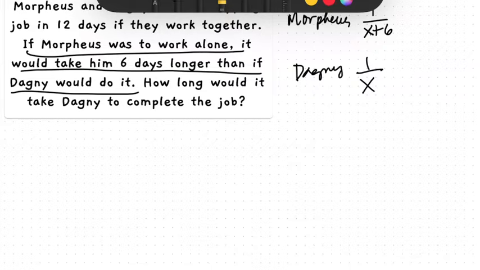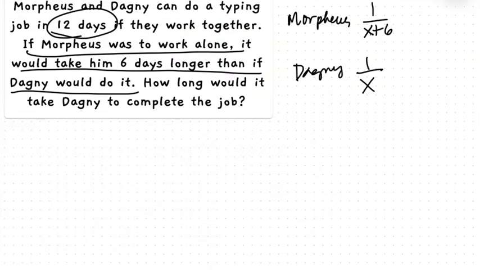Okay? So, where does the 12 days enter? Kasi isa namang trabahong ginagawa nila. Pero if they work together, they can finish it in 12 days. Yan po yung ilalagay natin sa numerator nila. Okay? So, that means they are working on one job.